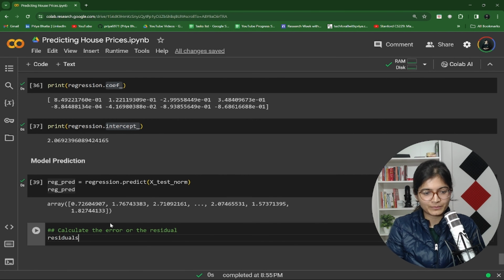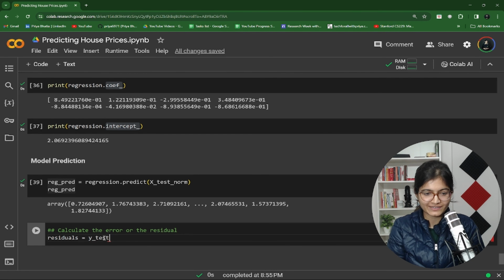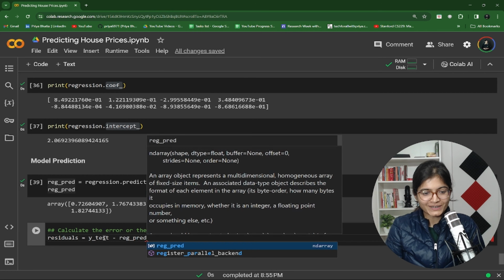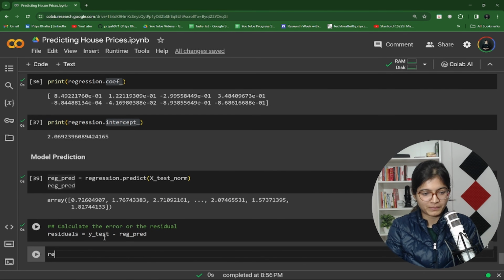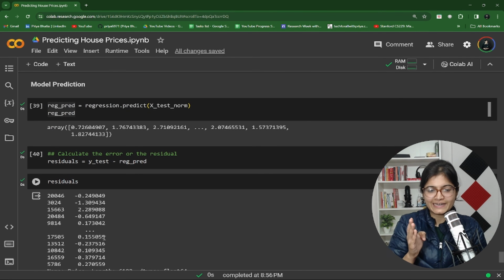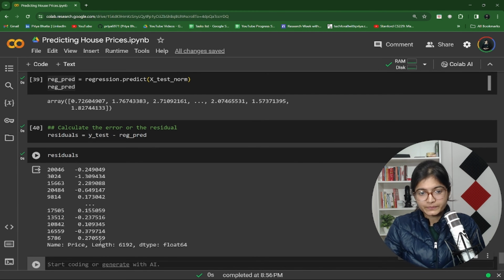I will take a variable named residuals, and I will get the difference between the value of y_test and the value of reg_pred, where I have stored my predictions. I'll run this part and see how my residuals look. You will observe that for every index number, we have some residual value, which can be in a negative form or in a positive form, right?